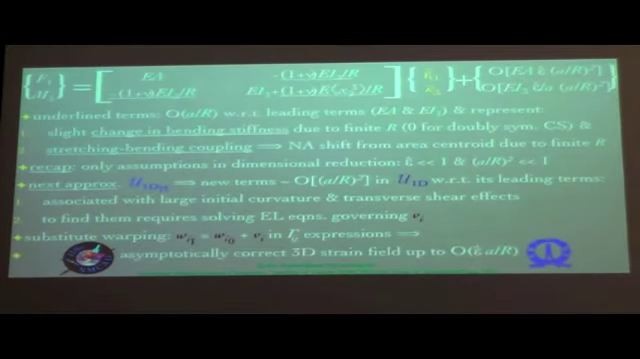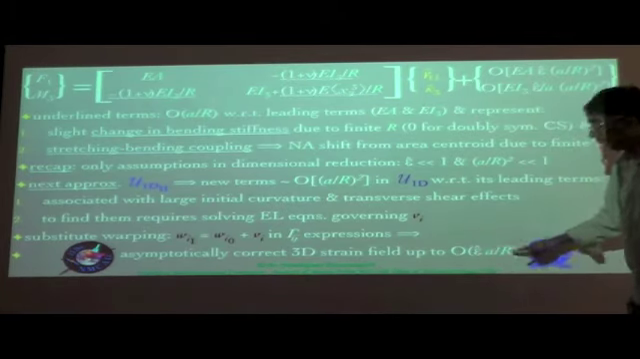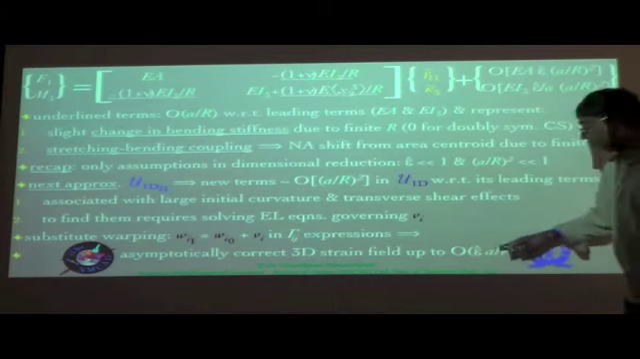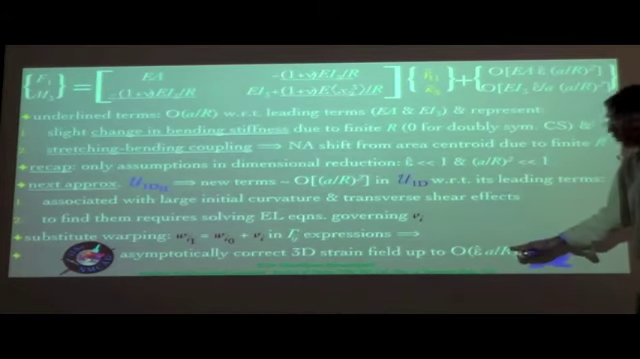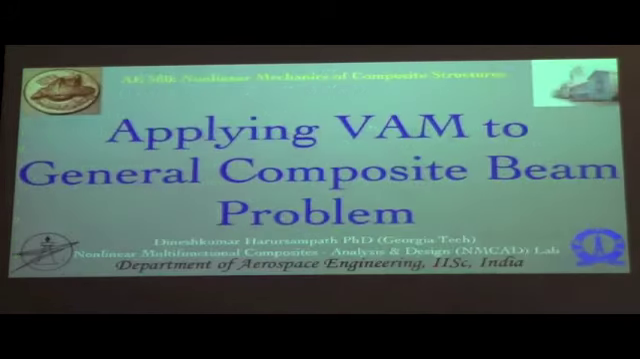So we have an asymptotically correct 3D strain field up to not only epsilon hat, but epsilon hat times A by R, which we didn't do at this stage, because we are only interested in the energy and what correction we require, that is up to A by R. We didn't look at it in the strain field. If it is A by R, then in the energy it would become A squared by R squared, the next second order approximation we will go to.